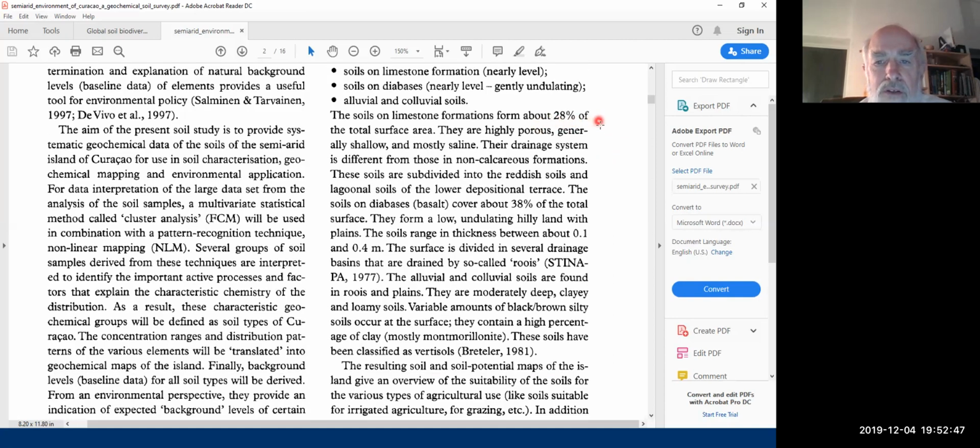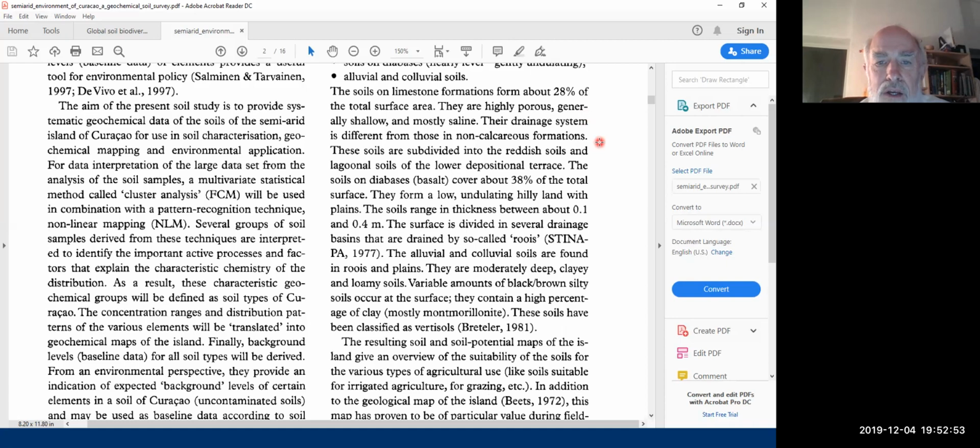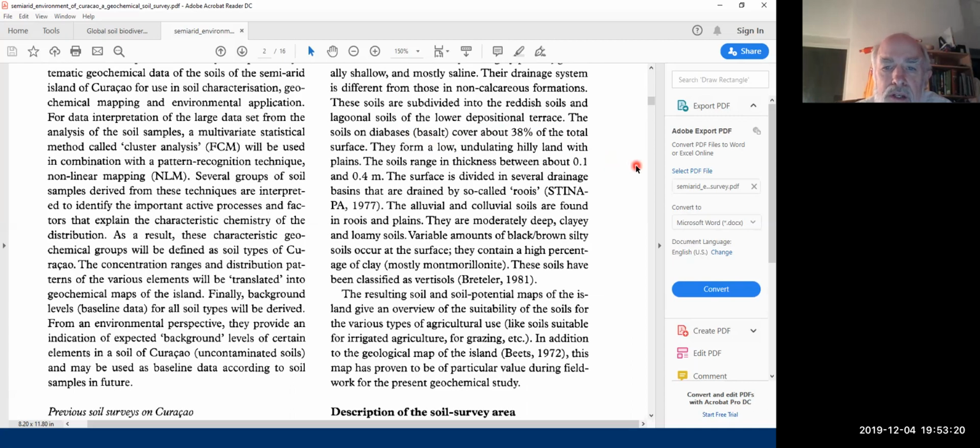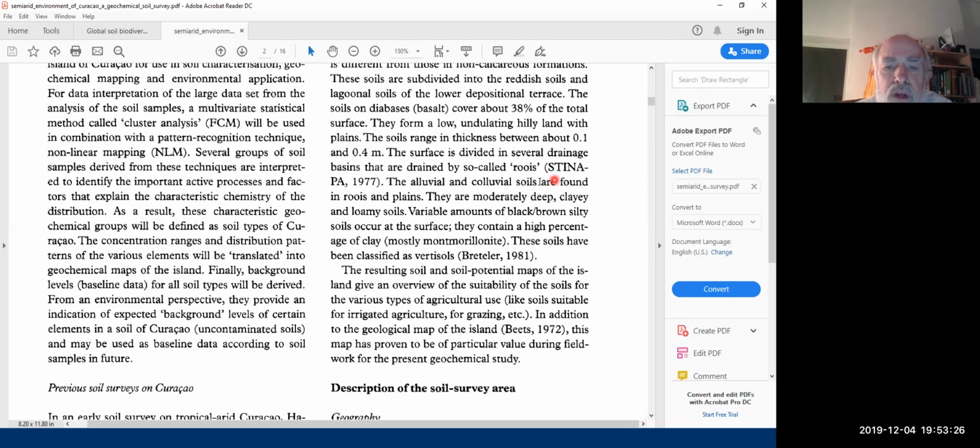So limestone, they said about 28% of the surface area. Porous, mostly slightly saline. Reddish soils and lagoon soils of lower depositional terraces. So that would be the grayish or other limestone soil. So depositional terraces is just what level of the limestone is that, because there's layers of it. The volcanic cover about 38%, and the soils are not very thick. And then drainage basins drained by ruis.